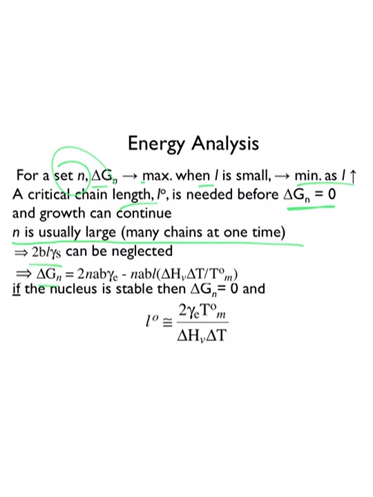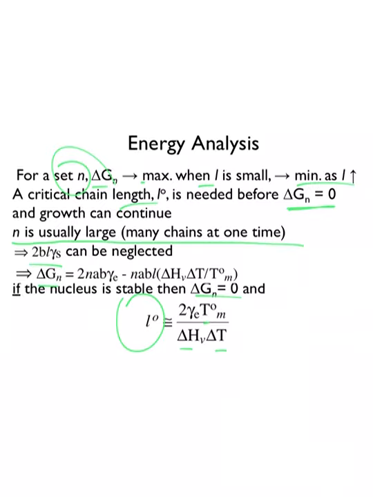And if the nucleus is stable, then we can set everything together, and it tells us that this critical length L is equal to 2 times the fold surface energy of all things, not gamma sub s after all, times the melting point divided by the enthalpy of crystallization, which we learned about before, and the undercooling, in your words.